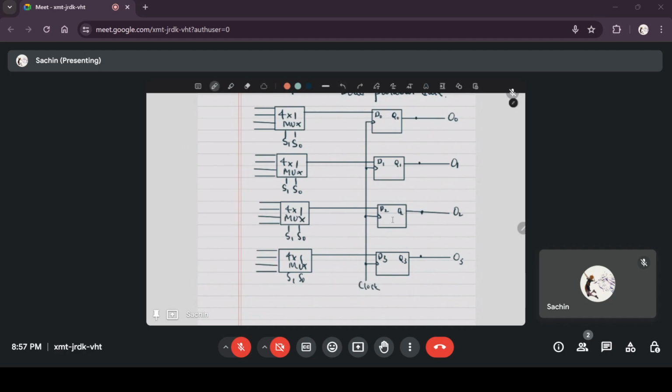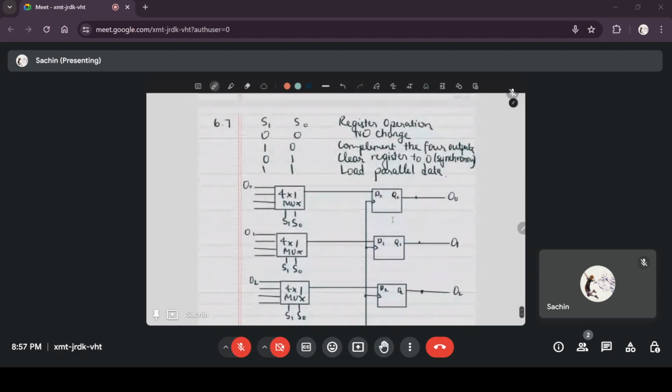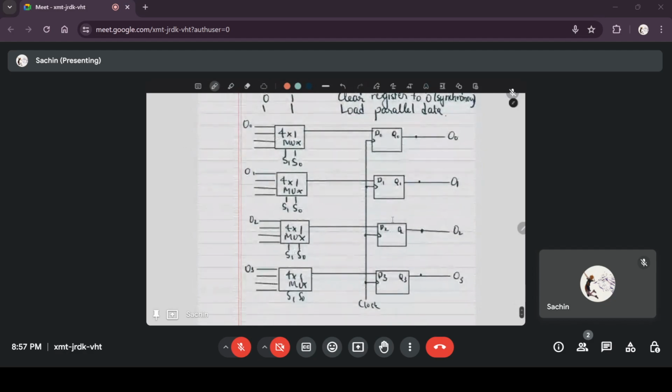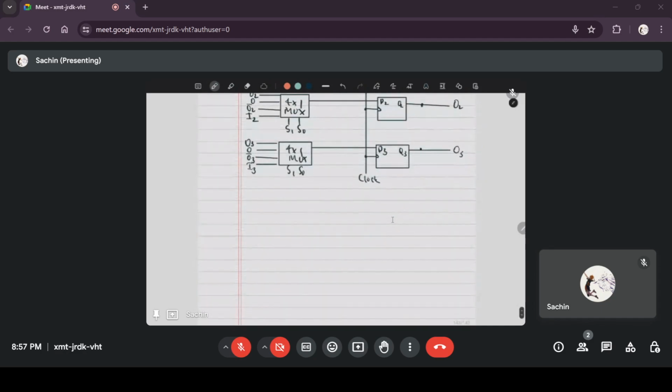So for 0 0, no state change. So you have to give the present state as input. For 0 1, you have to clear, so you have to give 0. For 1 0, you have to complement, so you have to give the complement of the present state. And for 1 1, you have to give parallel data. That's all. That's problem 6.7.